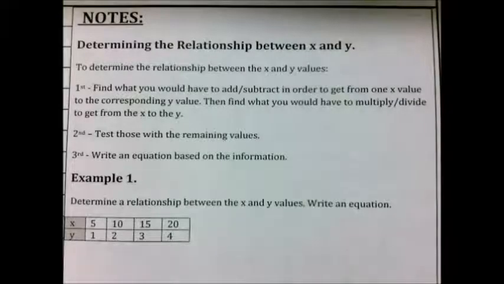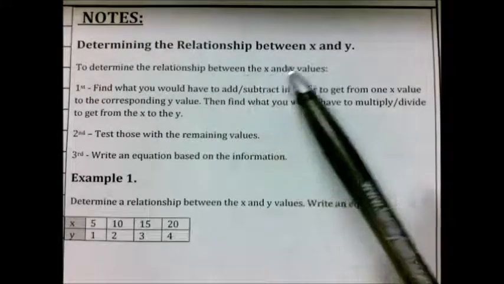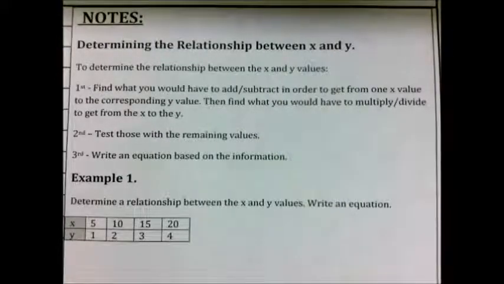Before we get into what an independent and dependent variable really is, let's first determine the relationship between an x and a y given a table. In order to do that, we need to first find what you would have to add or subtract to get from one x value to the corresponding y value. Then, separately, find what you would have to multiply or divide to get from the x to the y. Second step would be to test those remaining values, and third, write an equation based on the information.